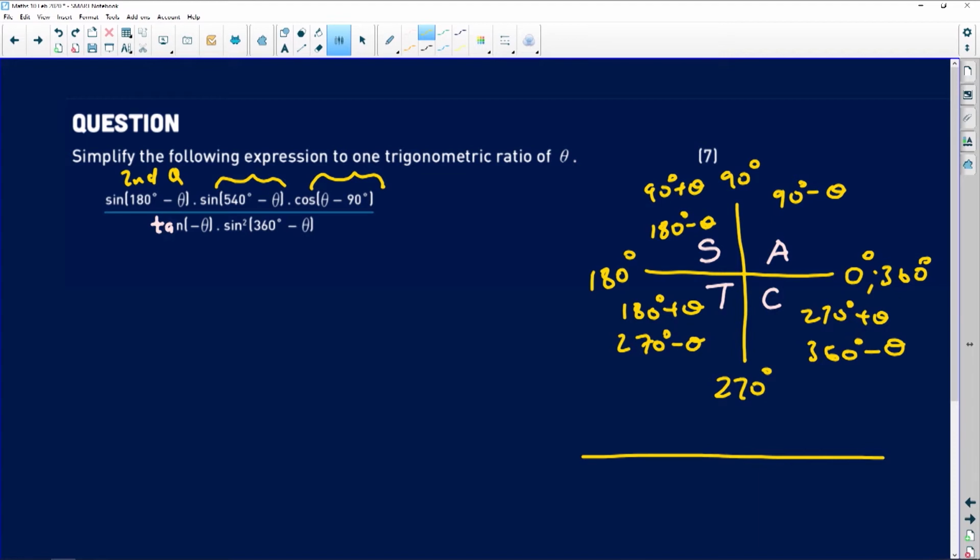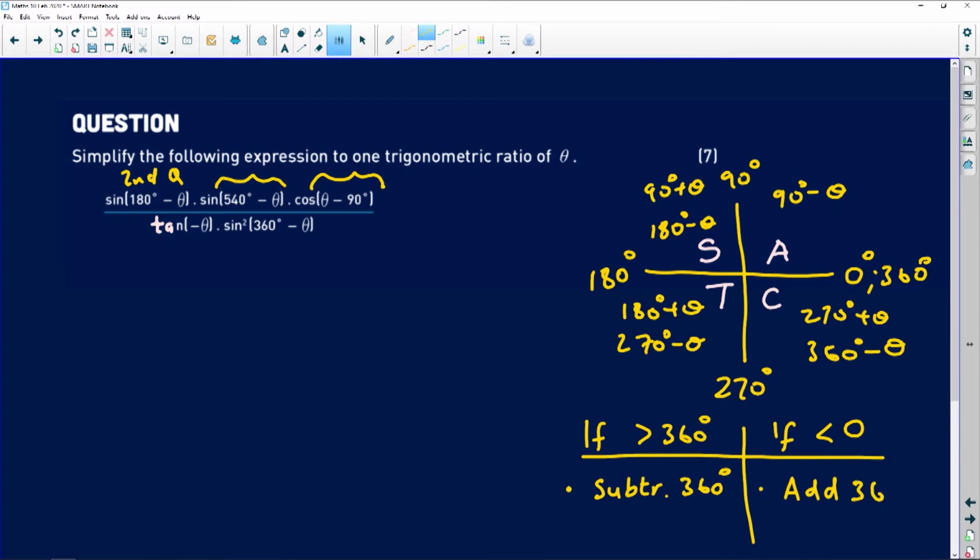Okay, cool. So here's the idea here, guys. This is what you will always do. If your angle is greater than 360, if it's too big, you're going to always subtract 360 degrees from it. It always works all the time. But if your angle is less than 0, which means if it is negative, you're going to always do the opposite, which is to add 360 degrees.